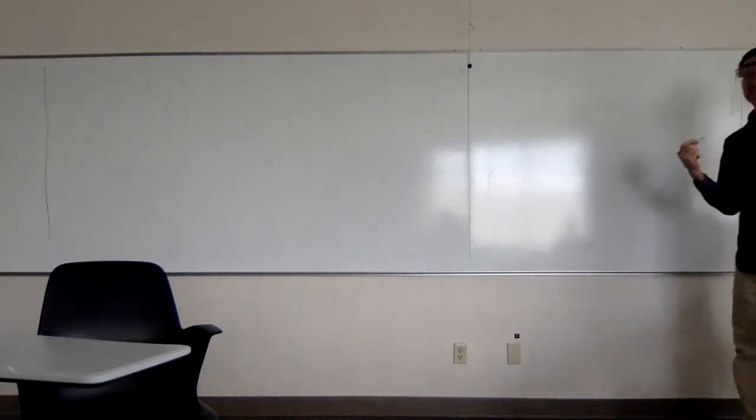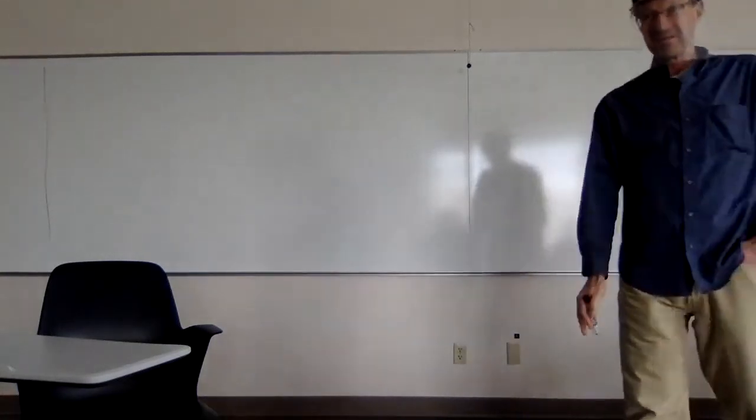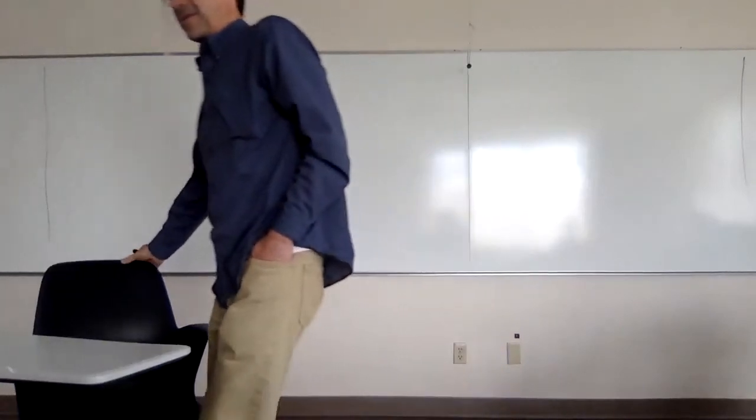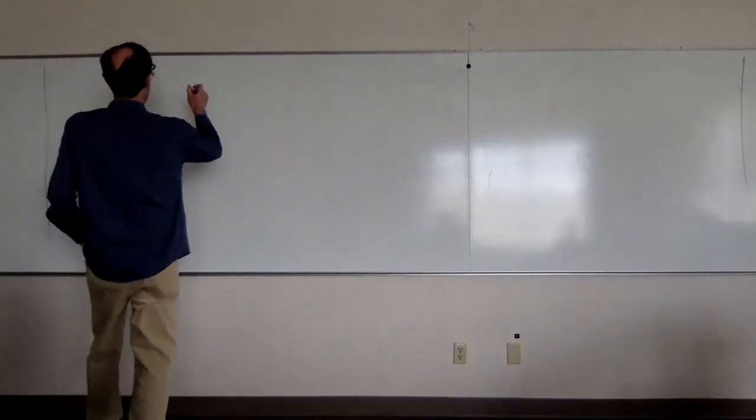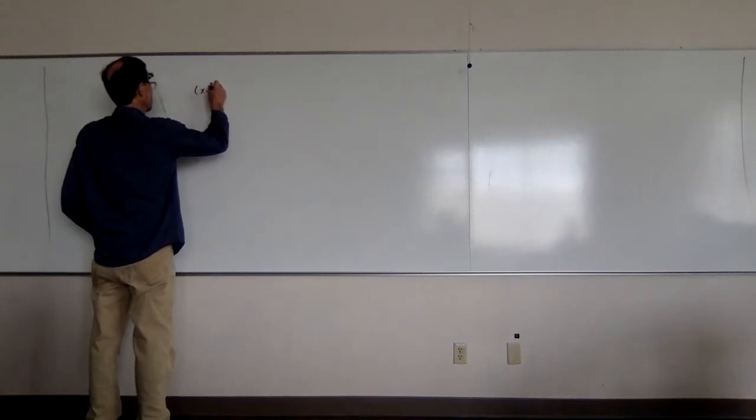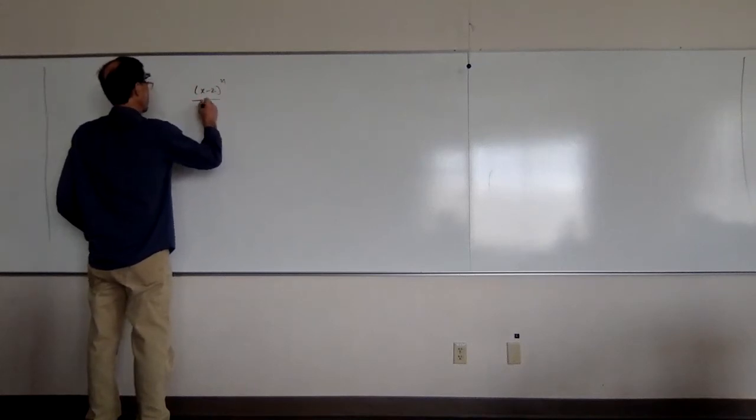All right, are there any questions on homework? Nathan, can we go over number 15? Can you show it? Yeah, it's the sum of (x minus 2) to the n over n squared plus 1.